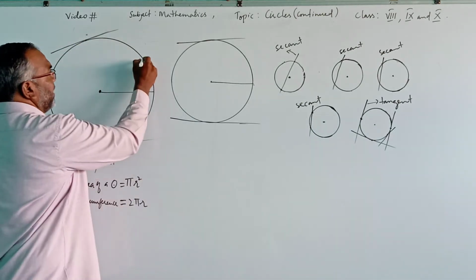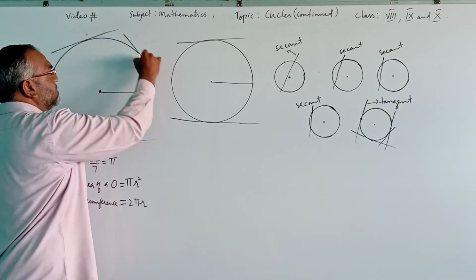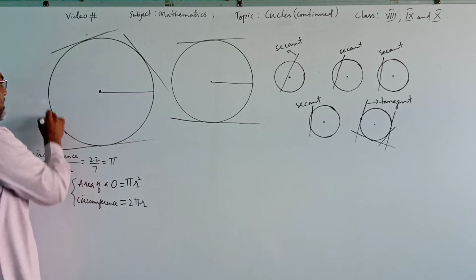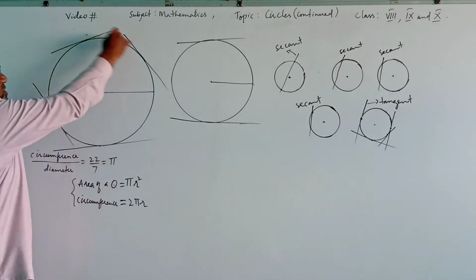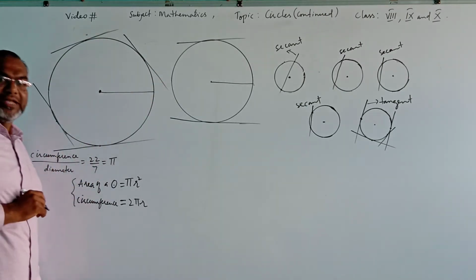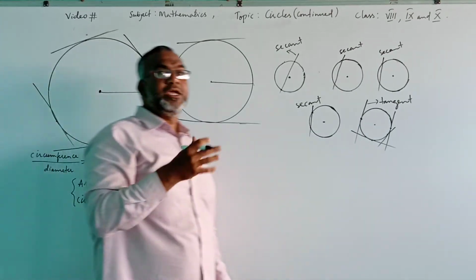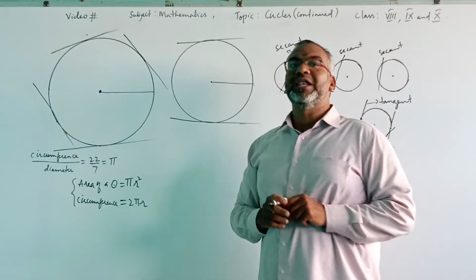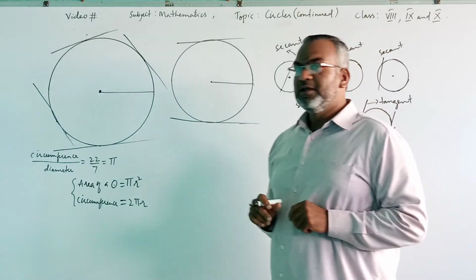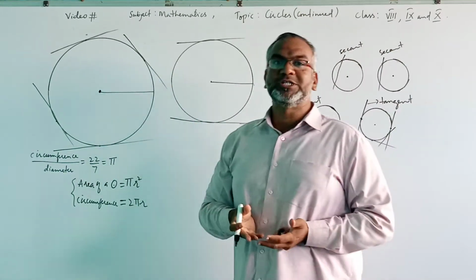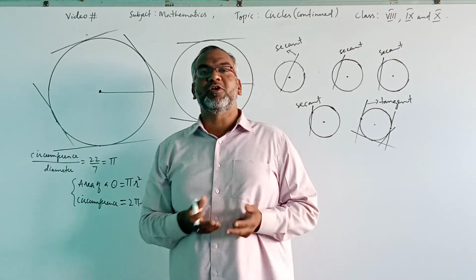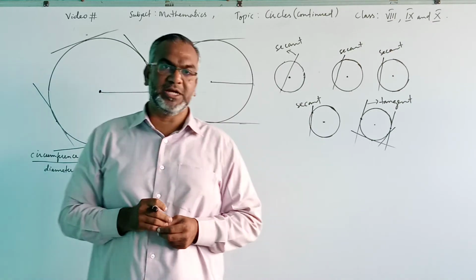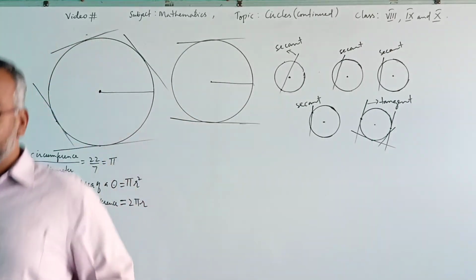If you take a point and draw a tangent to this point, and take a point exactly opposite to this and draw a tangent, these two are parallel tangents. So how many pairs of parallel tangents can be drawn? Indefinite number of parallel tangents can be drawn to a circle, because again there are indefinite number of points on a circle. We'll discuss more things.